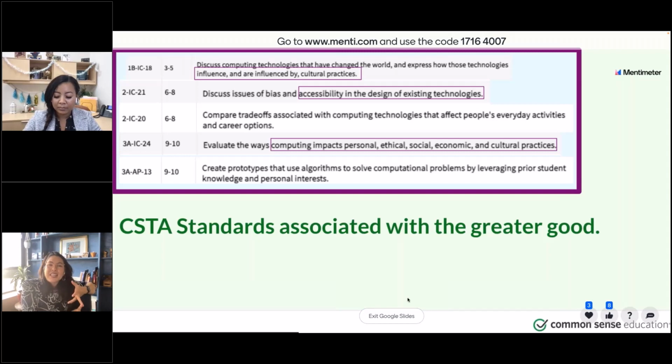Accessibility of design, right? When we design with others in mind, we have to consider everyone. It isn't just about able-bodied folks that look just like us. We have to consider folks who might need to access this information at some point who may not have the same abilities as we have. And then I also highlighted that computing impacts personal, ethical, social, economic, and cultural practices. These are things that students need to understand, the influence that their designs might have on the greater world.